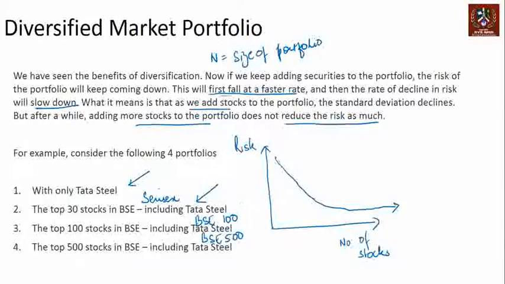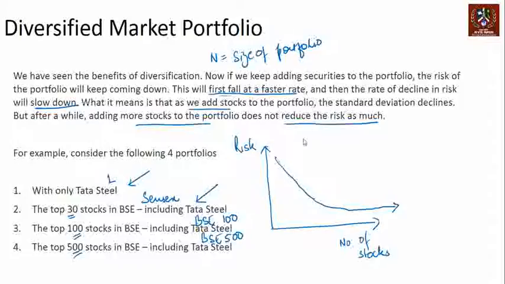So obviously in the first case, we're looking at one stock. In the second case, we're looking at 30, then 100, then 500. And then we have to identify what is the risk that each of these portfolios has. Four portfolios, four different risks is what we are going to calculate. We're going to calculate risk in the form of standard deviation, and we will do that with respect to live market data.